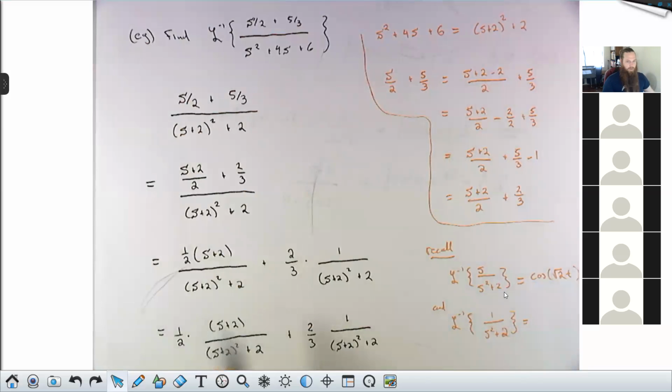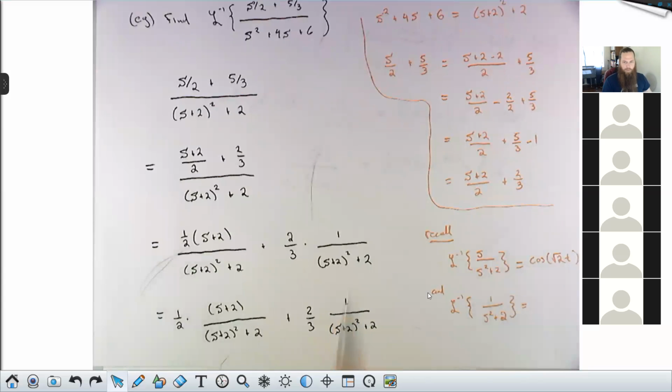And that's the guy I'm going to need to get this, right? This will just be the exponential shift rule together with this. So that would be e to the negative 2t times cos root 2t, and then the 1/2 comes along for the ride. What about the bottom one? This one requires a little bit more work. 1 over square root of 2 sine of square root of 2t.